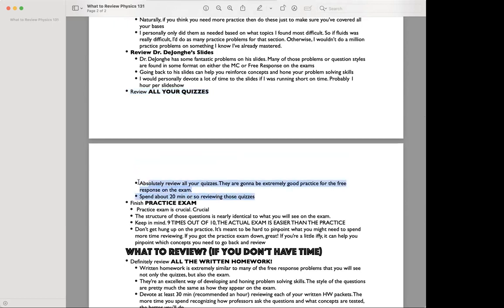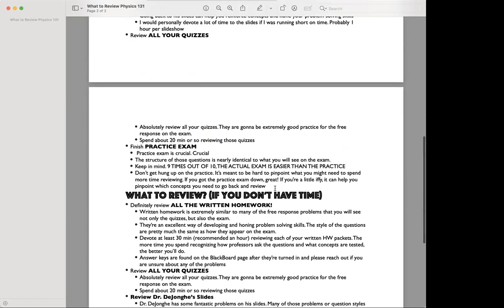You can review the answer keys once you have them. He'll give you the answer keys for quizzes as well. Dr. DeJong is really good about giving you answer keys for the problems and the homeworks and stuff. And then once again, this is more for the exam, but definitely finish your practice exam.